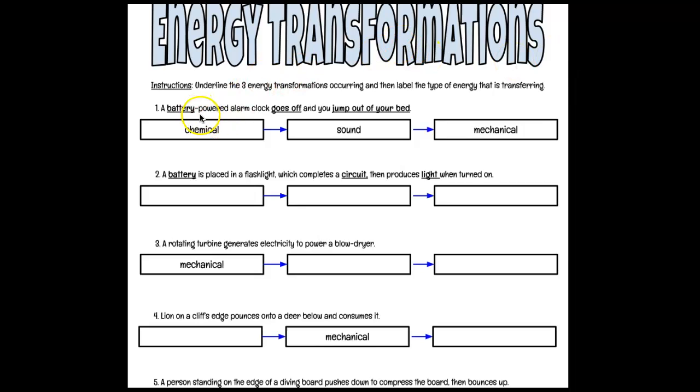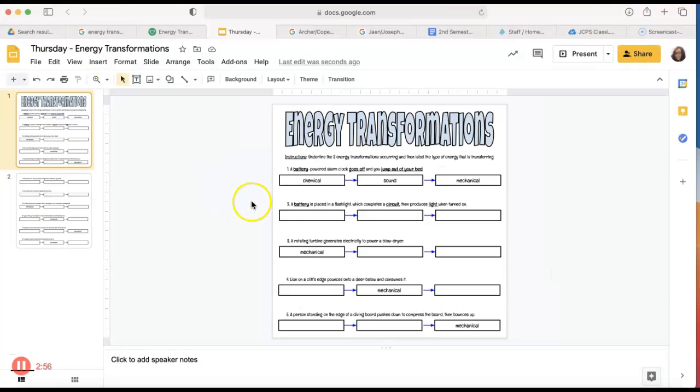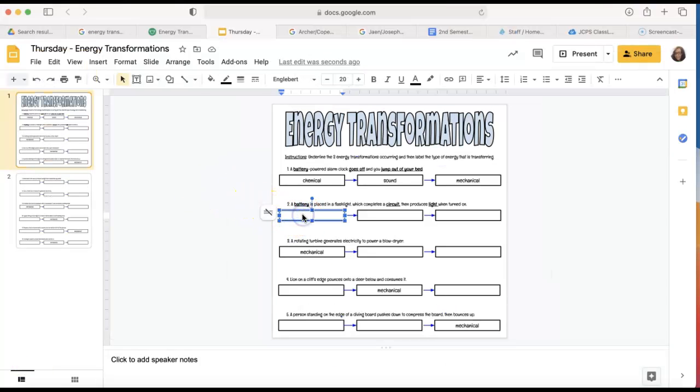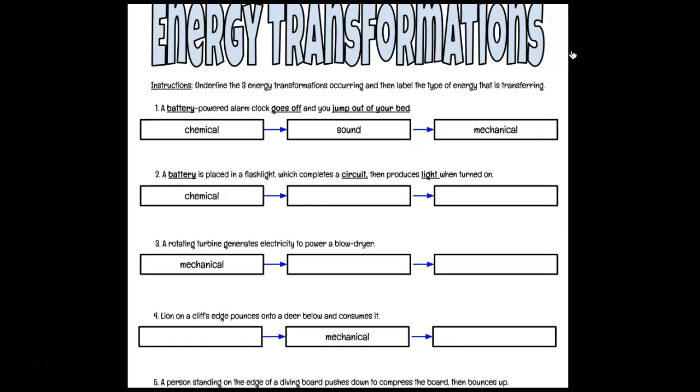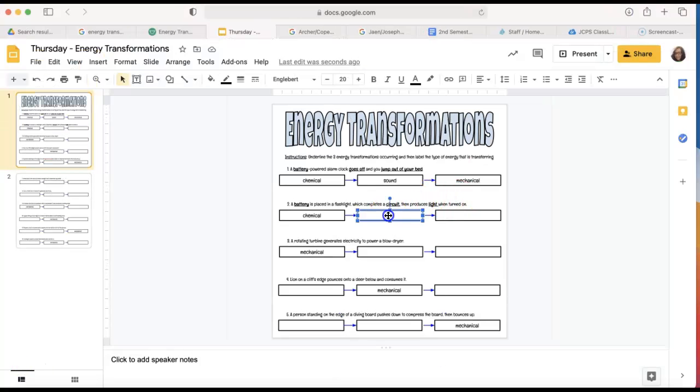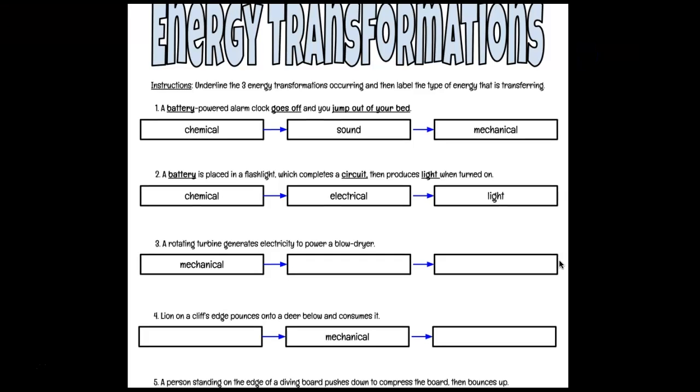Well, we just said in the first statement that a battery is a chemical reaction, right? So there's a chemical reaction that takes place for that battery to power whatever is occurring. So we have our battery is put in the flashlight. It completes a circuit, an electrical circuit, right? So that's electrical. And then that produces light when it's turned on. So you can put light or radiant energy. It's okay. It means the same thing. So there's how you do number 2.